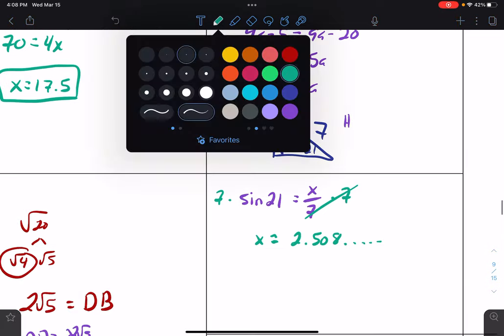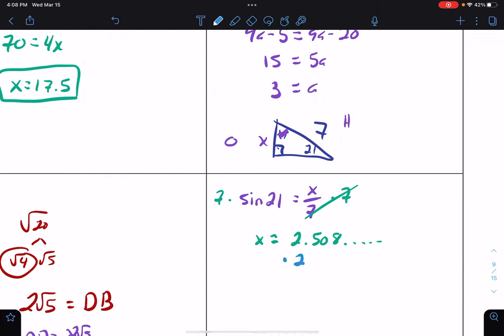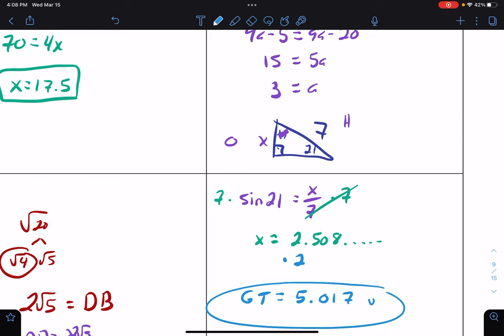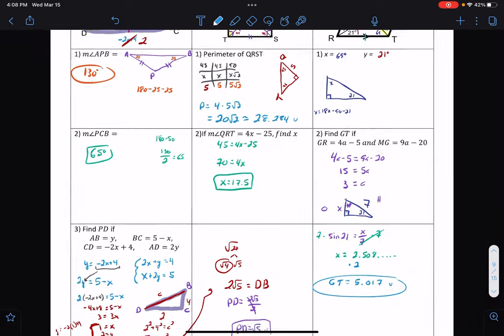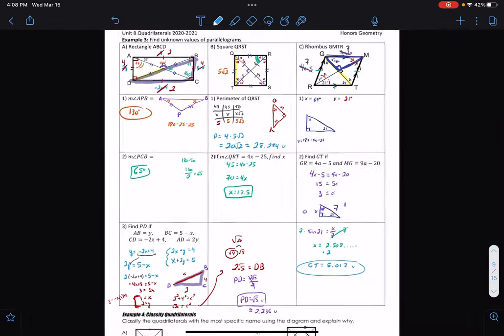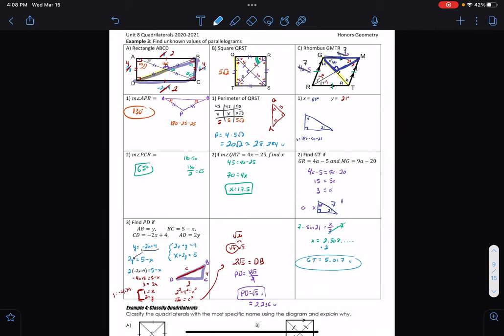So in order to find the entire diagonal, I'm going to multiply by 2, and GT will equal 5.017 units, okay? So that's how we can use trig with our right triangles in order to find missing side lengths. Some tough problems here, not just with the rhombus, but rectangle, square, rhombus. You see, it's using a lot of previous knowledge in order to tackle these problems, in order to solve for these missing angles or missing side lengths.